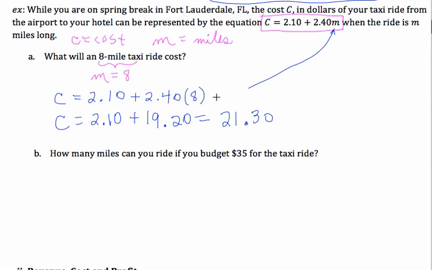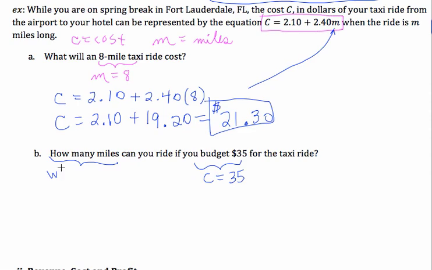So, okay, it looks like if you go 8 miles, it's an expensive taxi ride. It'll cost you $21.30. Okay, next question. How many miles can you ride if you budget $35 for the taxi ride? That's right. How many miles can you ride if you budget $35 for the taxi ride? Okay, so that means your cost is $35, right? C is $35. And we're trying to find how many miles.